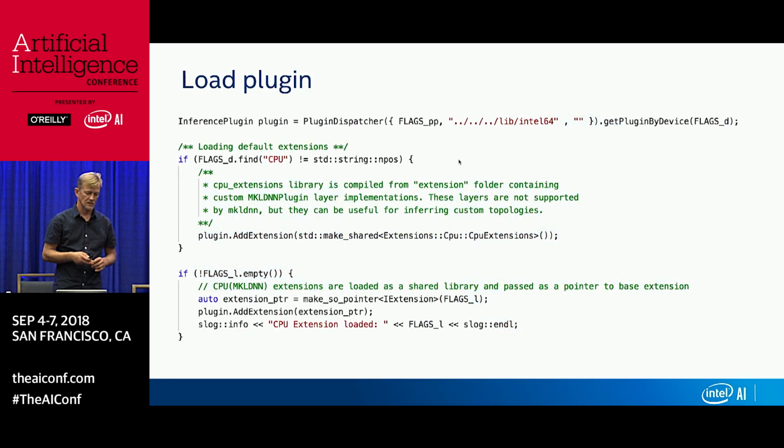And here is some sample code to demonstrate all these steps. So we are loading the plugin using this function. Here we are providing the flag -d. In our sample applications, we're using this flag to pass the hardware type. This could be CPU, GPU, FPGA, or you can use a heterogeneous plugin and, let's say, use multiple devices to run your inference, like GPU and CPU.